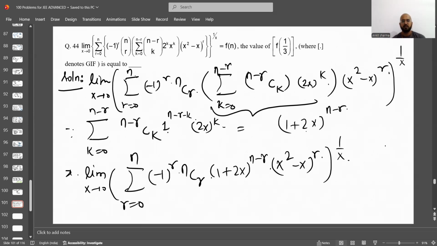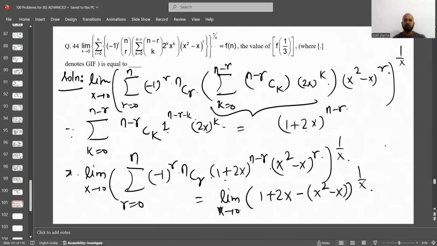Now looking at this thing, this again reminds me of nCr, x to the power n minus r, y to the power r, minus 1 to the power r. So we can now write down this is nothing but limit x tends to 0, and this is nothing but (1 plus 2x minus (x square minus x)) to the whole power 1 over x. Now where is n gone? Okay, so in this expansion n is there. So it's basically to the power n, because it's like (a minus b) to the whole power n.